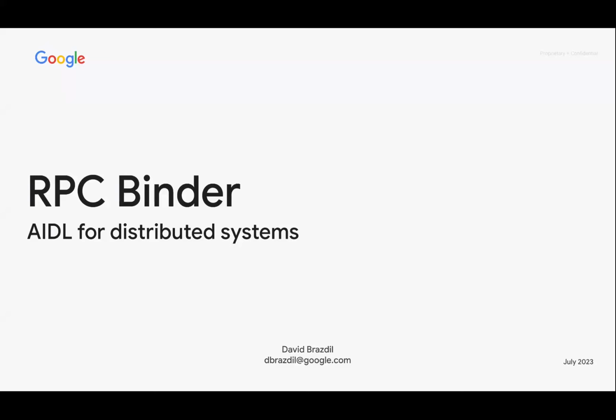Today I picked a slightly niche topic, maybe not perfectly relevant to everyone, but on the other hand, there's so many things happening in AOSP, and they're not typically very well advertised or documented. So I thought it might be interesting to some people to at least know that this kind of stuff is happening. So the topic is RPC Binder and how to use AIDL in distributed systems.